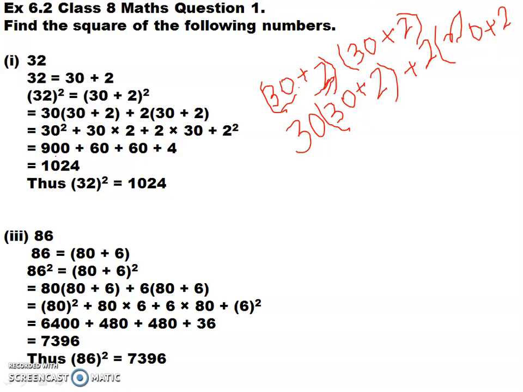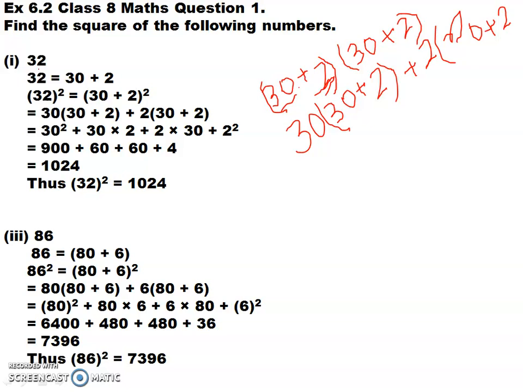30 square is 900. How will you write? 3 square is 9. If you have 1 zero in the question, you will have 2 zeros in the answer. That is what you have learned in the properties. Now 30 into 2, 60. 2 into 30, 60. 2 square, 2 into 2, 4. When you add, you will get 1024. What is the answer? 1024.